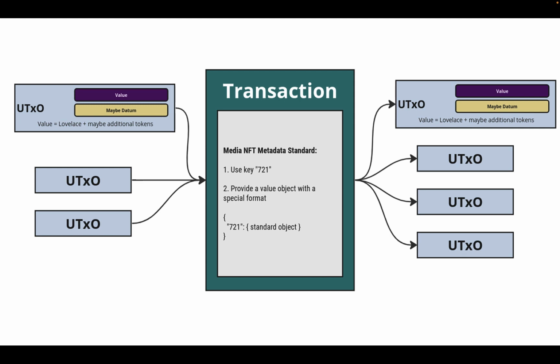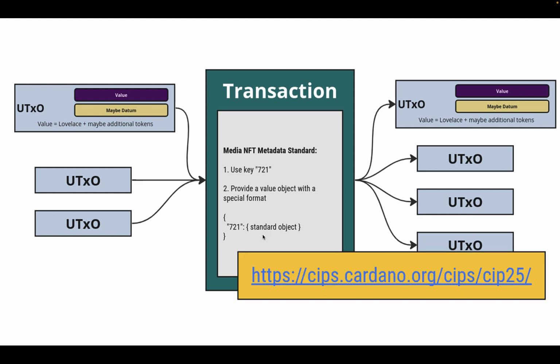Now, a few things to get started. First of all, you saw in the previous lesson that the metadata key can be any positive integer. But if we're minting NFTs, the key has to be 721. This helps Cardano applications identify NFT metadata on-chain. Then, the value must follow a special format. And that format is defined in Cardano Improvement Proposal number 25.